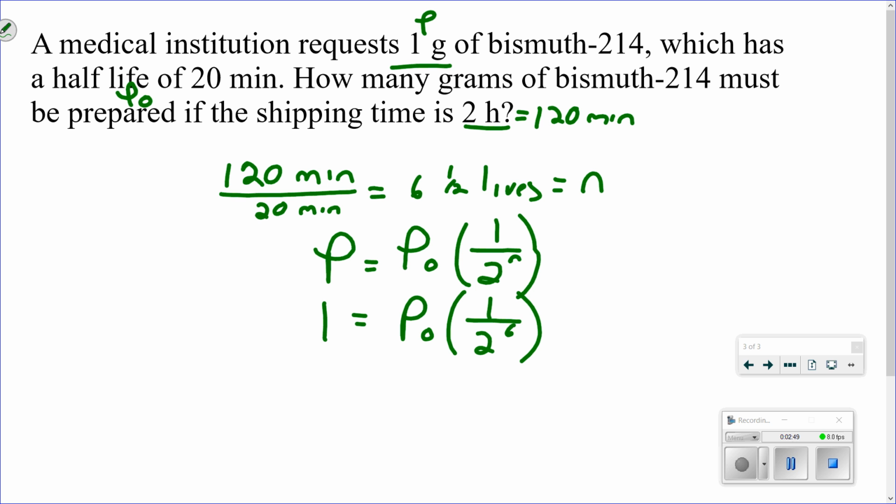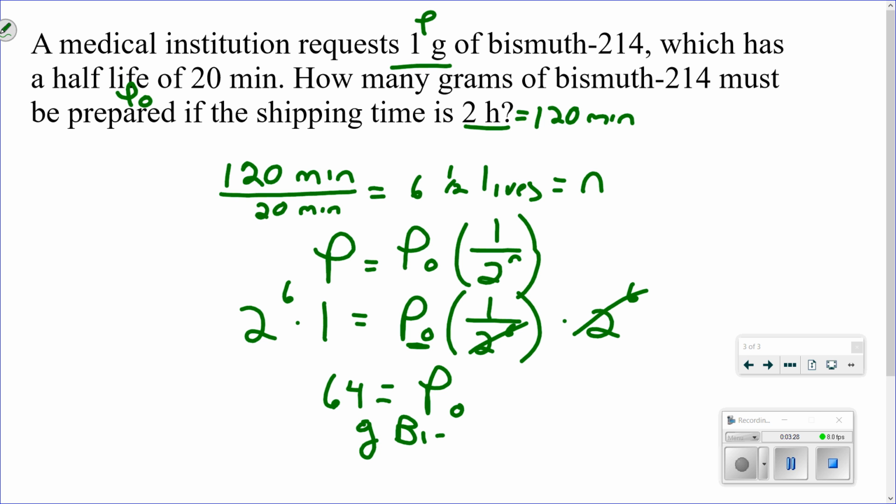So thinking back to math class, if I want to isolate P naught here, I'm going to multiply both sides by 2 to the 6th. And so I will be able to cancel out 2 to the 6th. And my initial amount is going to be 2 to the 6th. And if I solve for that, I will get 2 to the 6th power on my calculator, which is 64. 64 grams of bismuth-214.